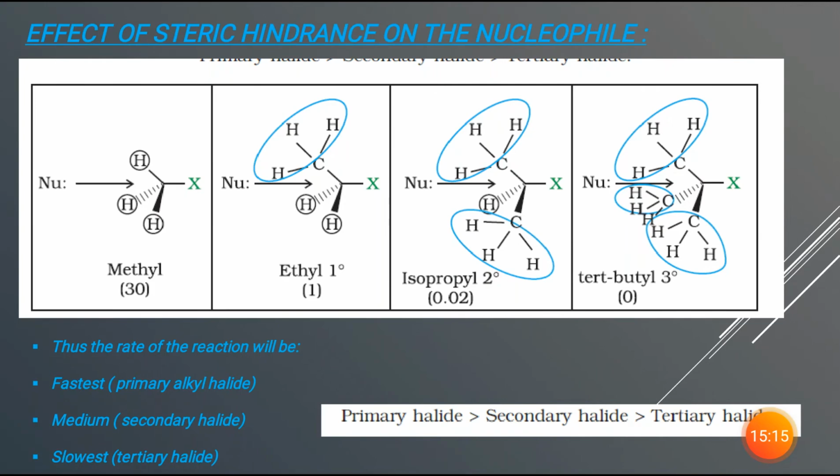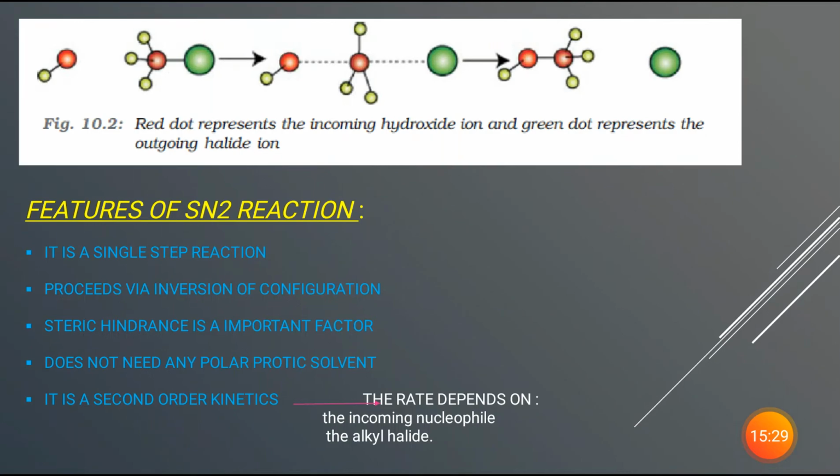You can see the order. Primary halide is the most reactive, then a bit less is secondary, and the least is tertiary. Why? Because there is maximum steric hindrance, so the nucleophile finds it very difficult to attack. This is the ball and stick form I've taken. You can see the similar concept in a different stick and ball form. They have shown your SN2 reaction.